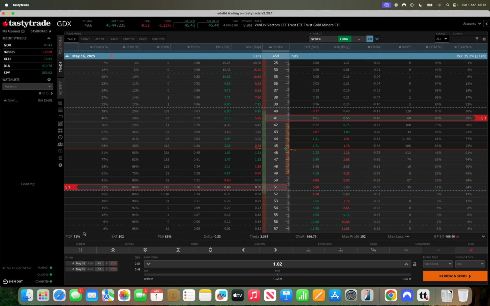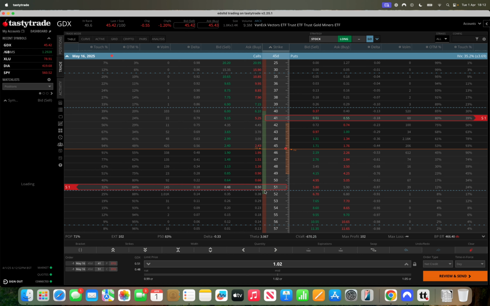And that's if we hold until expiration, which is something that we very rarely do. What's actually more likely is to get out of this position at 50% of max profit. And if we do get out at 50% of max profit, we have an 84% chance of making money, as you can see here with this P50. So we are now getting an over 80% win rate on this trade.